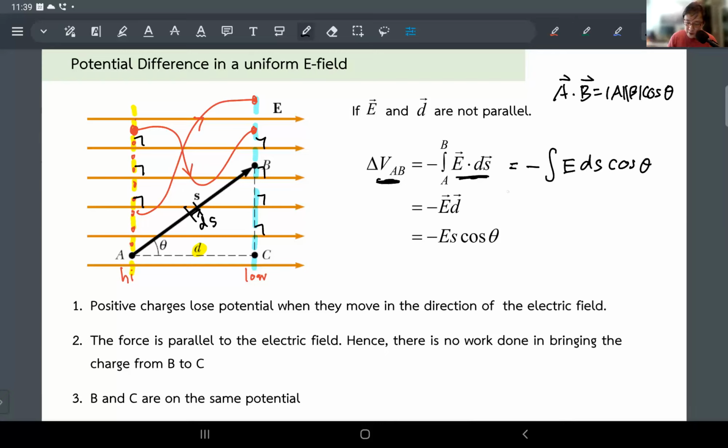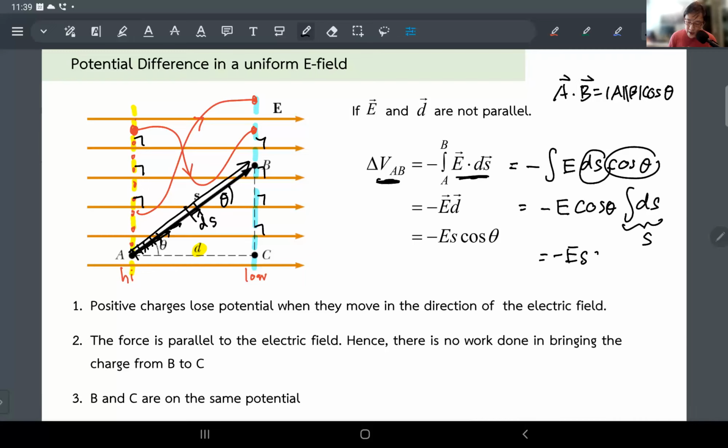And right now, because E is constant, I can pull it out. And the cosine theta is also fixed. It's a fixed angle. I just have the integral of the ds left. But what is the integral of the ds? You just take the ds and sum them up, sum them up, sum them up. At the end, you're going to get the whole S coming out. So this is just S. So it's just negative E S cosine theta.